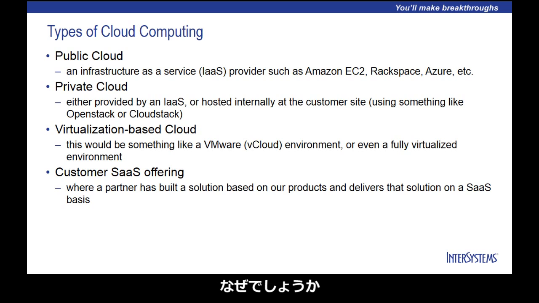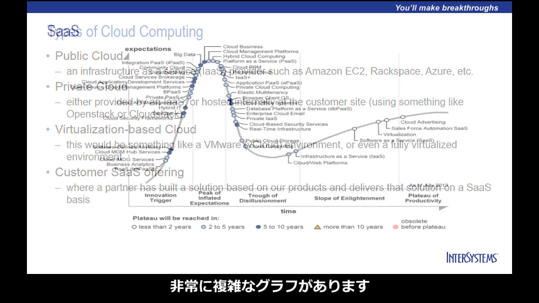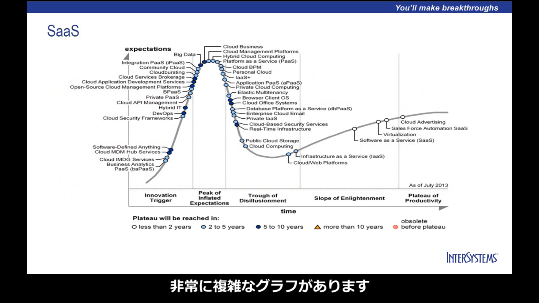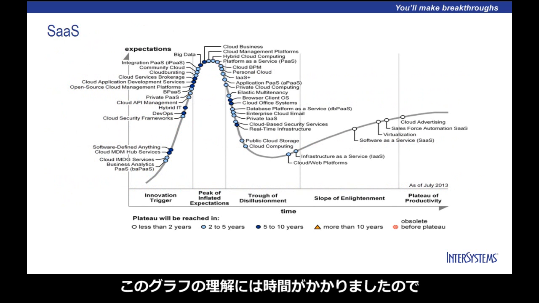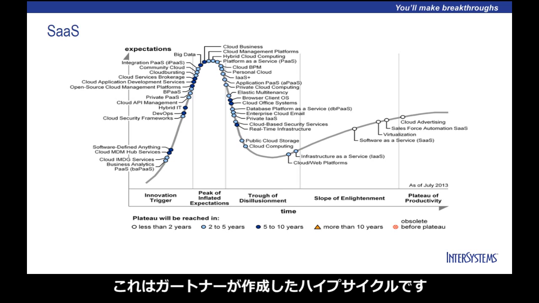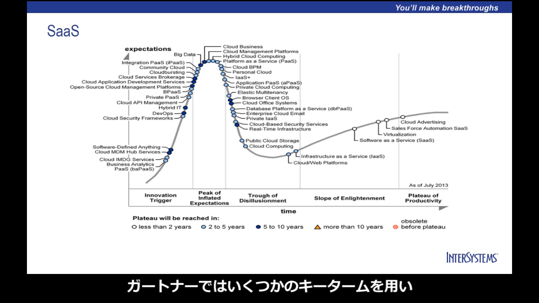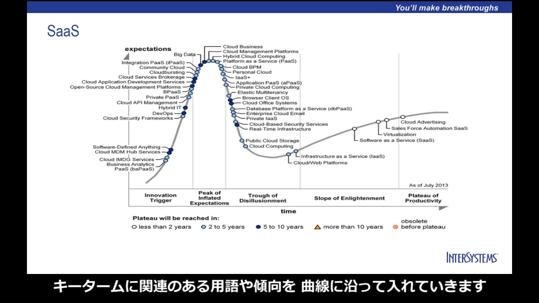And why do I do this? Let's look at a very, very complicated graph. It took me a long time to really understand what this means, so I'll explain it to you now. This is a graph from Gartner. This is called their hype cycle. The whole goal for this hype cycle is that they take some key terms and they create a hype cycle from it.